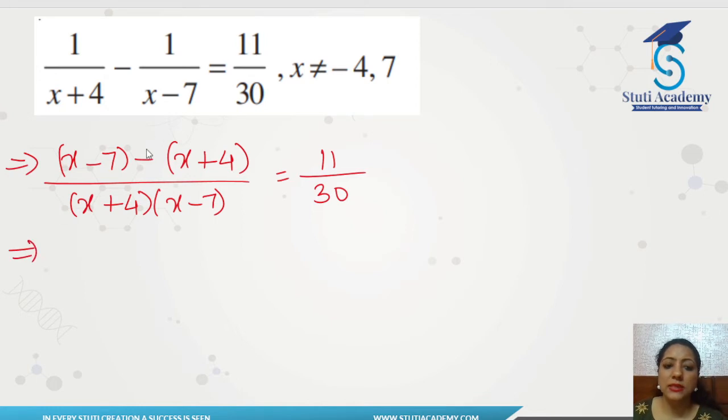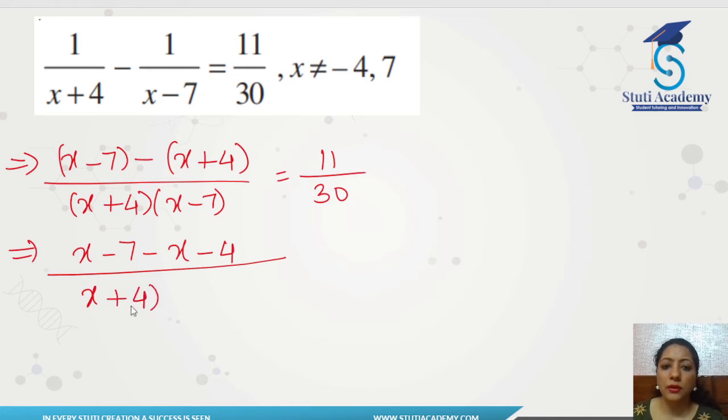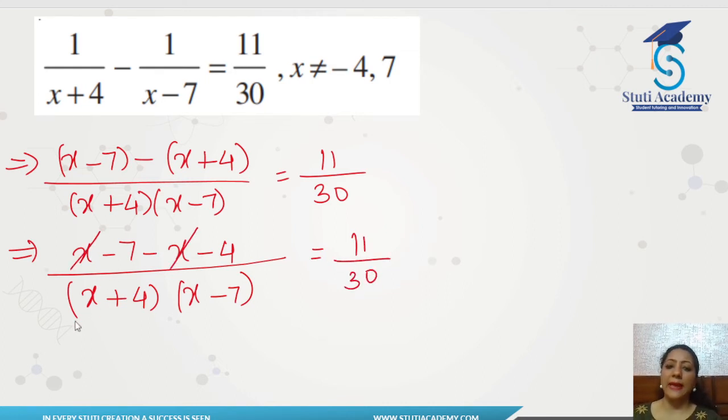Now, let us take this minus inside the bracket. The signs will get reversed. We'll get x minus 7 minus x minus 4 upon x plus 4 into x minus 7. This also I'm writing as it is for the time being. Now let us solve. x and minus x will get cancelled. And then we'll have minus 11 upon, and then we can simplify this also.